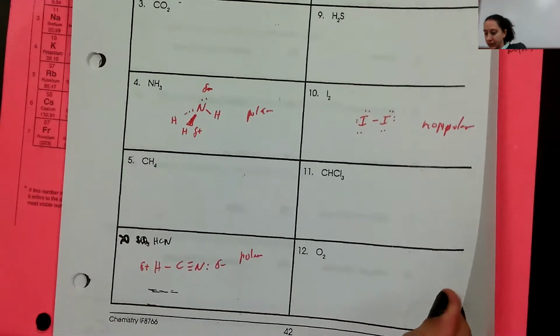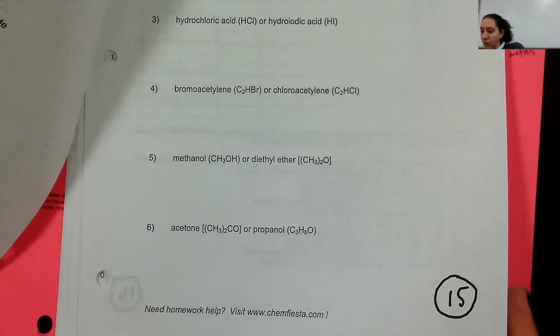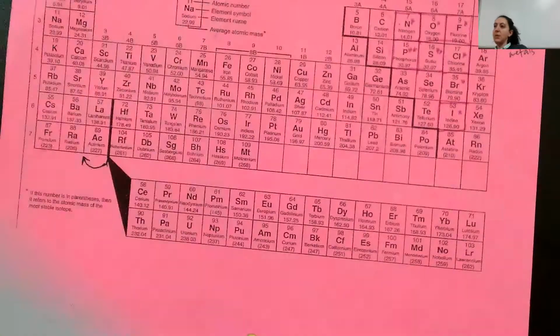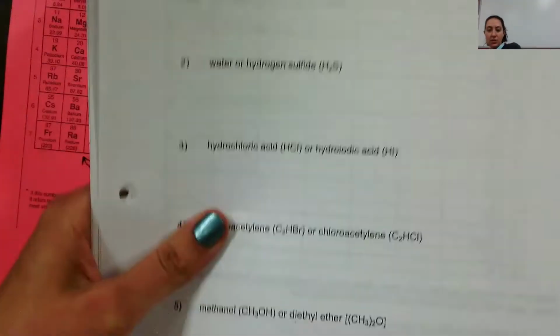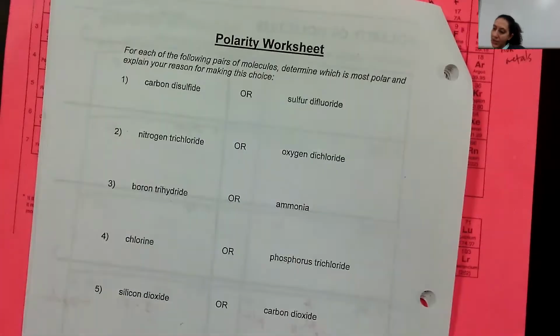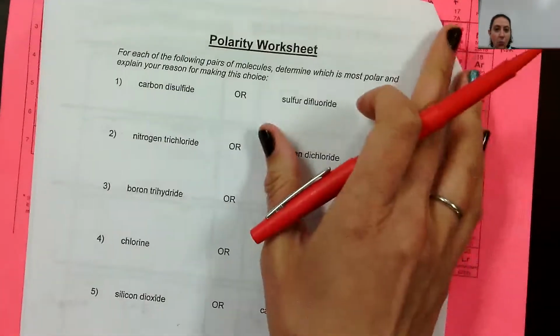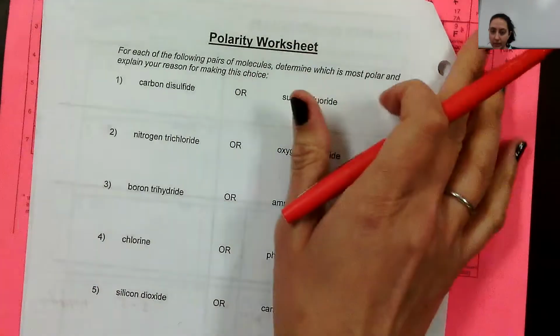Awesome. All right, let's try the next page. Number 14, and then there's also 15. I'm going to say 15 is probably optional. So you might not have to do that one, but it'd be good to try 14. Okay, so for each of these, we need to figure out which one of these is more polar.